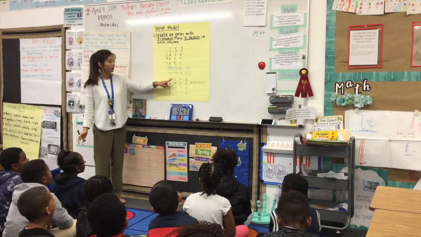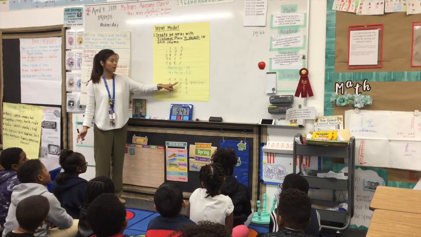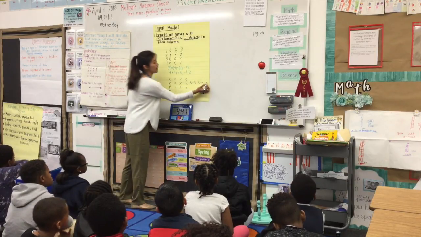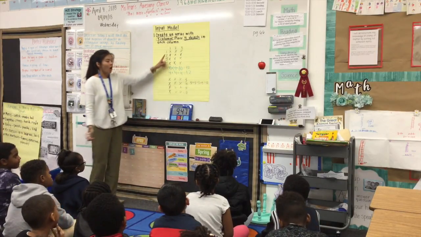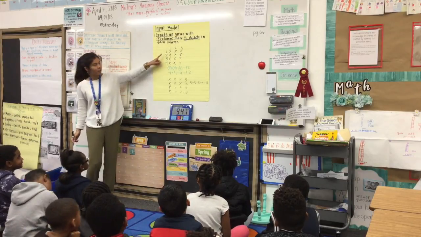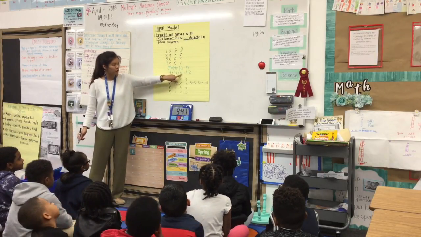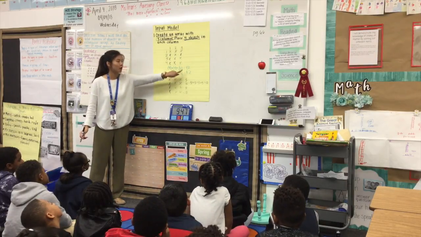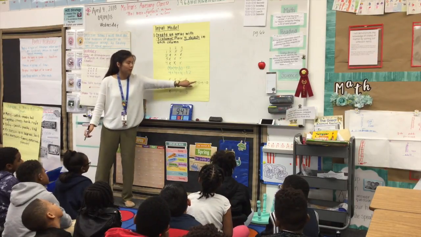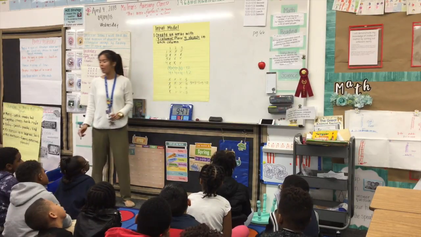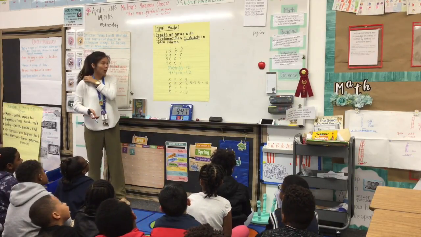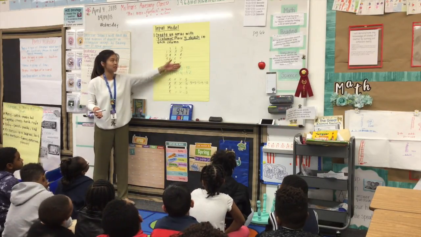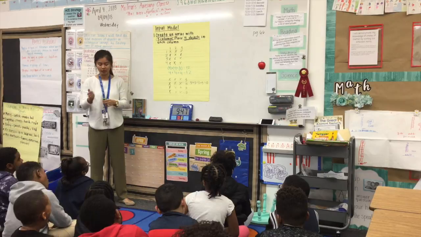Count with me. 1, 2, 3, 4, 5, 6, 7, 8, 9, 10, 11, 12. So how many did I have total? 12. Although my equations are different, because I did 4 plus 4 plus 4 here, and I did 3 plus 3 plus 3 plus 3 here, they both equal what, everyone? 12. I just counted it differently. They equal the same amount. I still have the same total, but the equation is different.